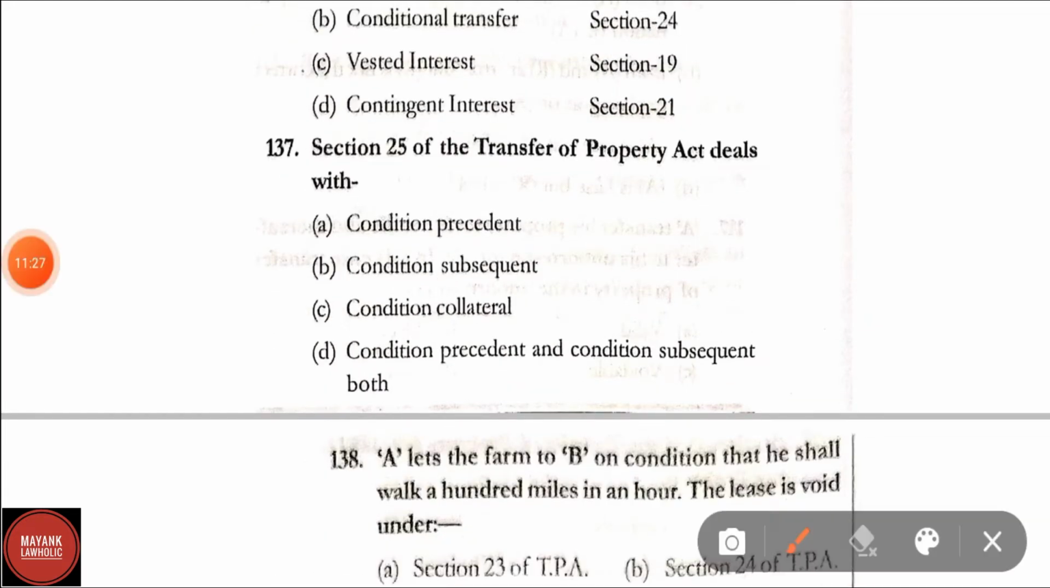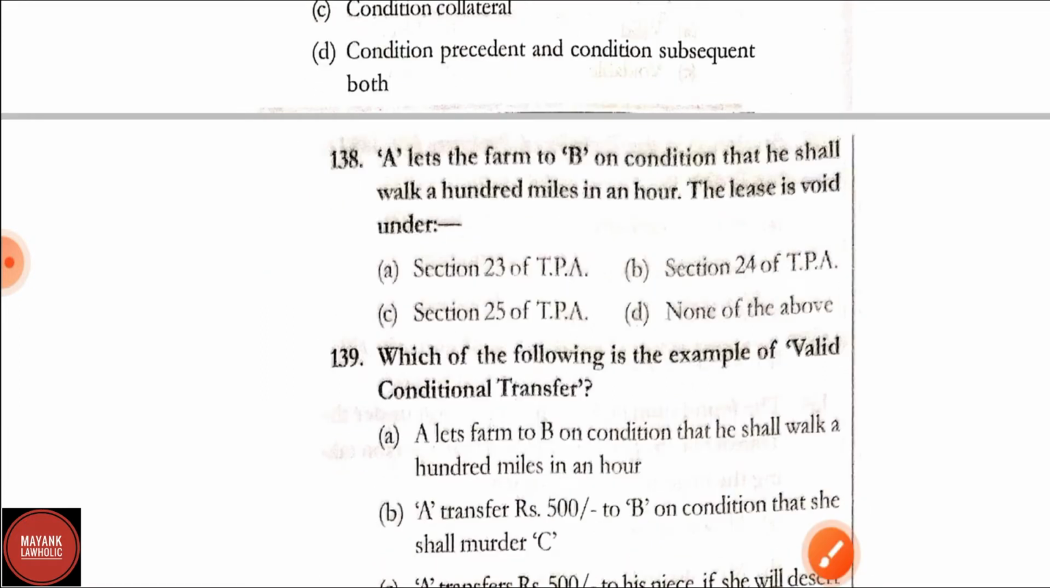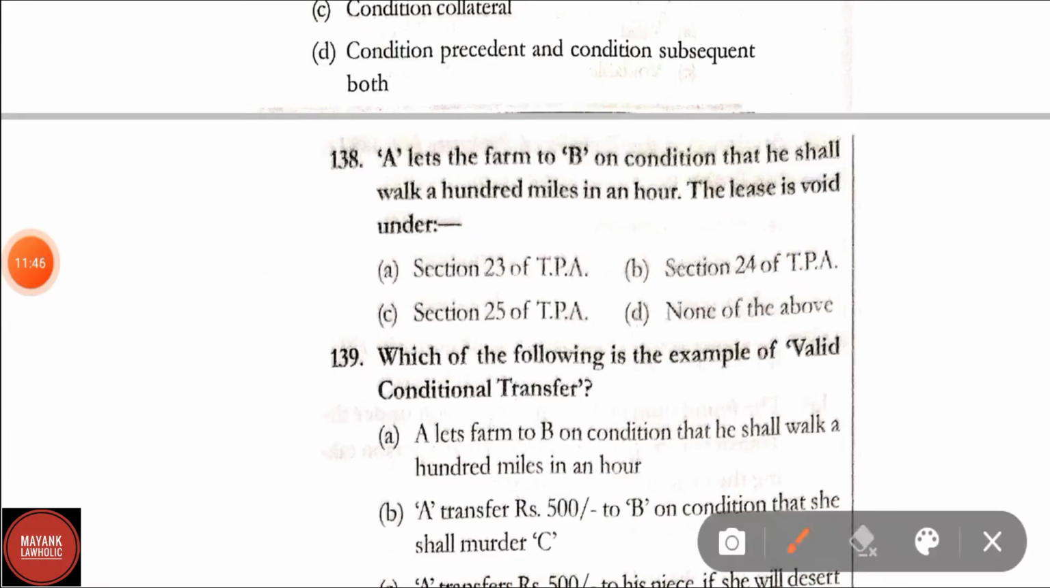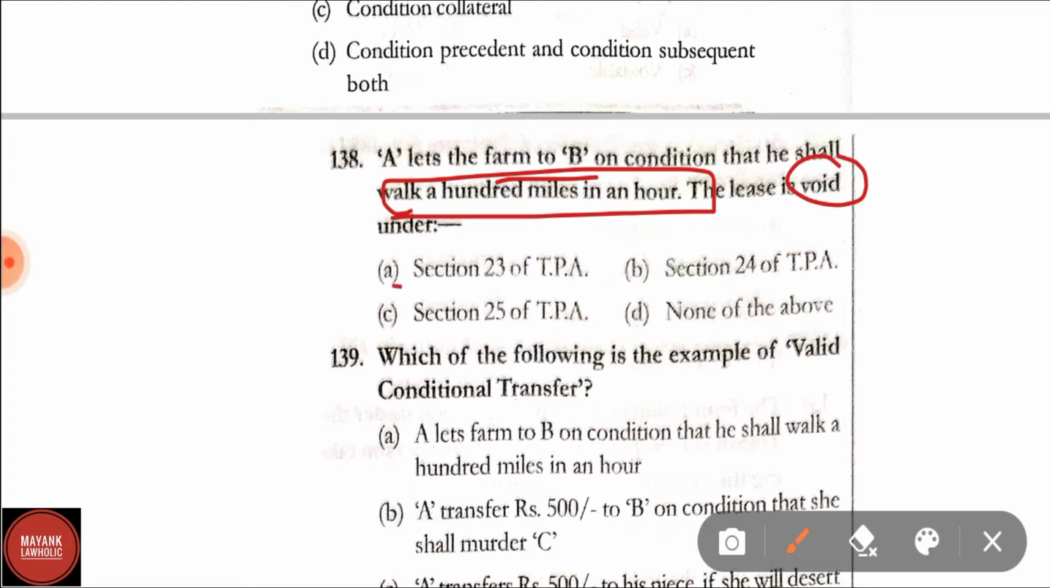Question number 137. Section 25 of the Transfer Property Act deals with condition precedent. Question 138. A lets the farm to B on a condition that he shall walk 100 miles in an hour. The lease is void under section 23, under section 24, under section 25, none of the above. Here correct answer is option C, that is under section 25 of TPA.